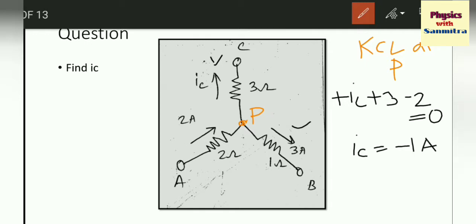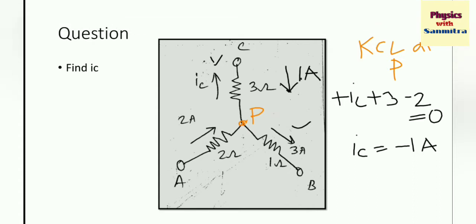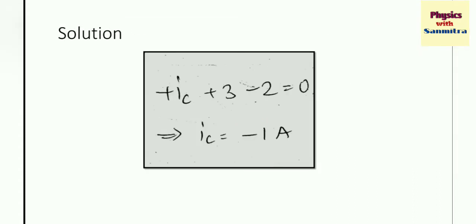Now what does this minus sign represent? This minus sign signifies that it is shown in the question that IC is moving outward, but actually IC is moving downwards. That is, it is entering the node and the value of the current is 1 ampere. That is what the minus 1 ampere signifies. Okay. So here is the solution also in a neat manner.